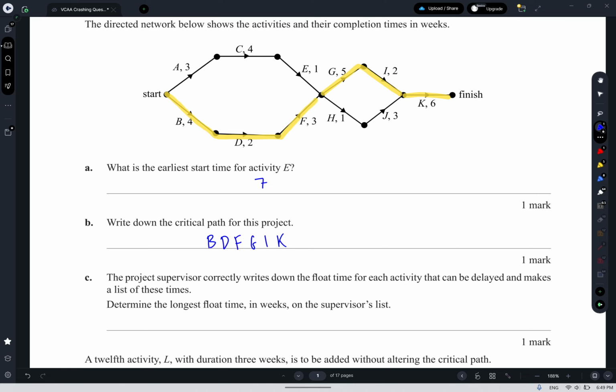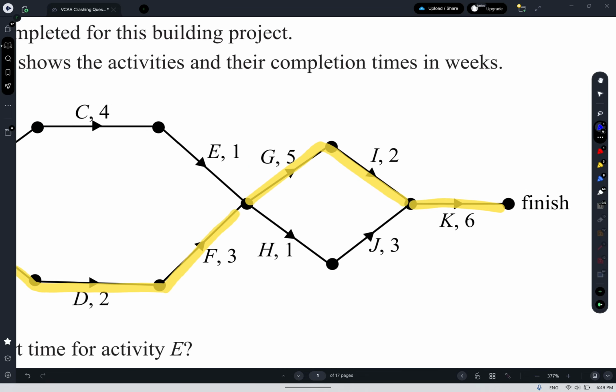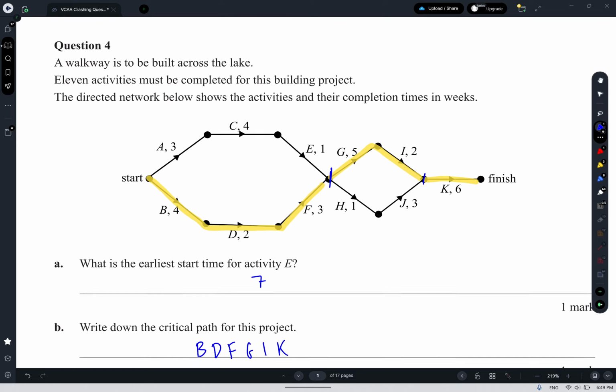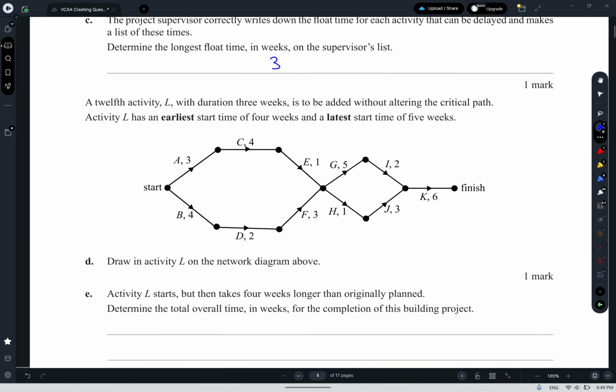Determine the longest float time. We've already figured out the float times of A, C and E are all 1. If we delayed any of those activities individually by 1, that top route would become equal to the critical route to get to this point. So they're all 1s. And then looking at the H and J, to get from this point to this point, it's either going to take 5 plus 2 is 7, or 1 plus 3 is 4, which means that H and J both have a float of 3. So the largest float time on the list is going to be 3.